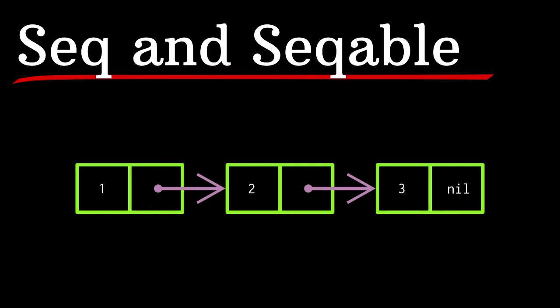Clojure 1.9 introduced a new function called Seqable, which seemed like a good opportunity to have a closer look at what exactly a Seq is and what it does, both in Clojure and in ClojureScript.